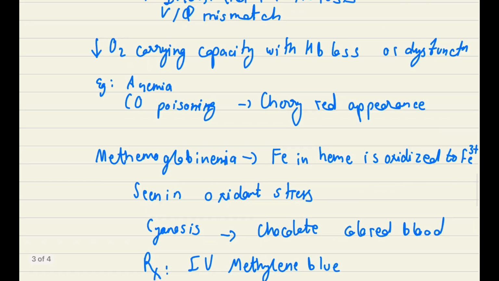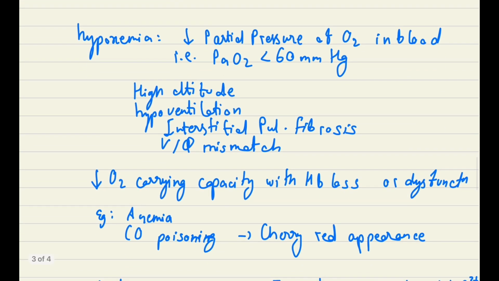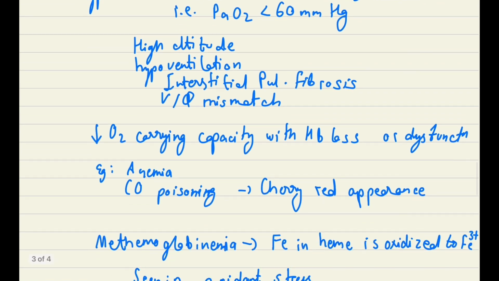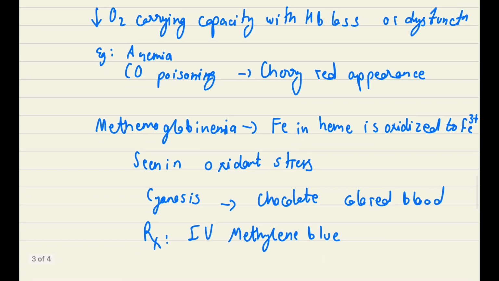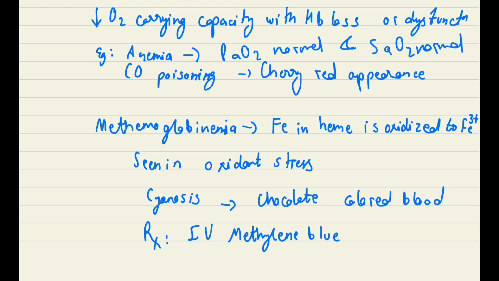Another cause of hypoxia is decreased oxygen carrying capacity. It arises with hemoglobin loss or dysfunction. An example is anemia, because there is decrease in RBC mass, but the partial pressure of oxygen is normal, and the saturation of oxygen is also normal.